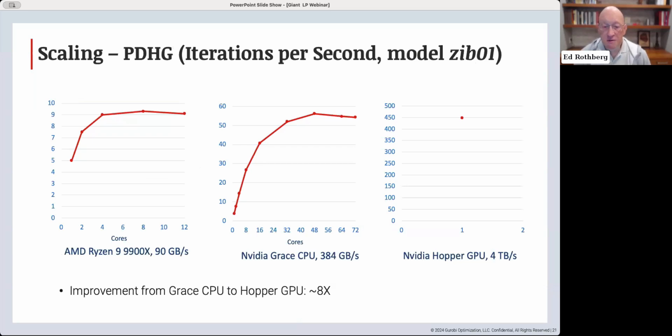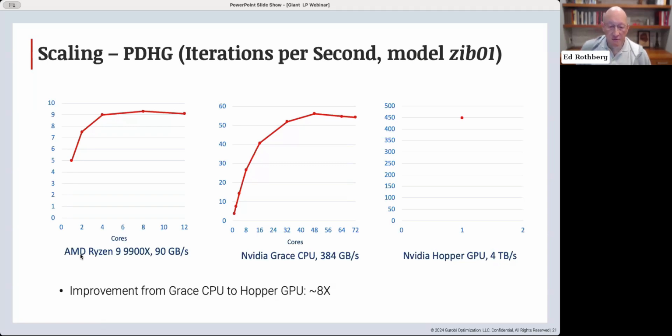So here are some benchmark numbers that I gathered. These come from actual measurements on actual machines. What I'm trying to capture here is the benefit that comes from using different machines to solve an LP using PDHG. I'm measuring this in iterations per second: how many iterations can each of these machines plow through in one second? I'm using one particular model, ZIB01, for this test bed. Truth is, the results didn't vary that much from model to model.